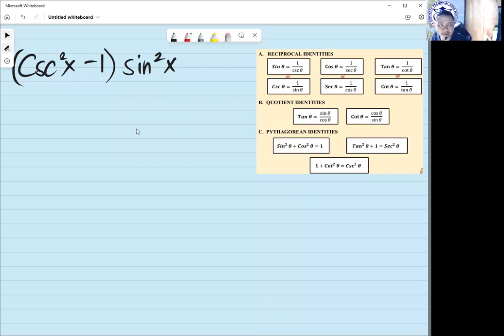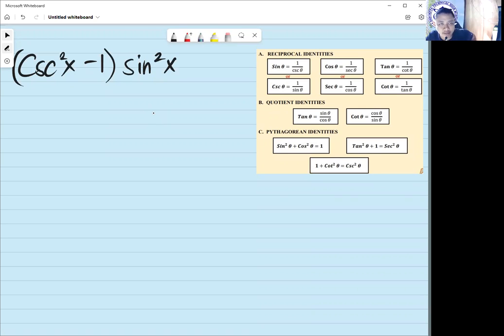Okay, so we now have this next given. Let's express this into a single function. We have cosecant squared x minus 1 times sine squared x. So, of course, before we do everything here, let's just analyze our given.